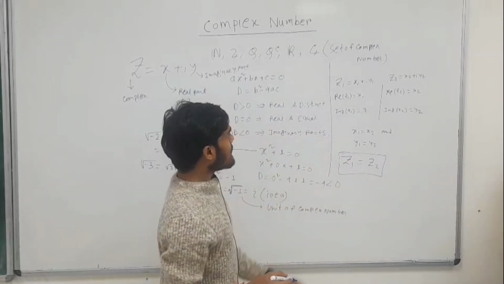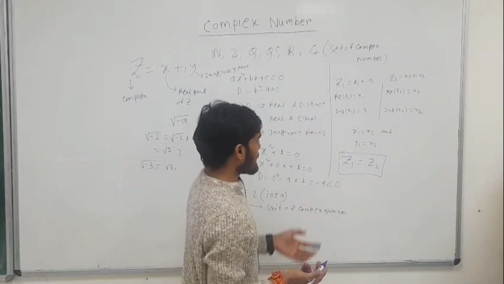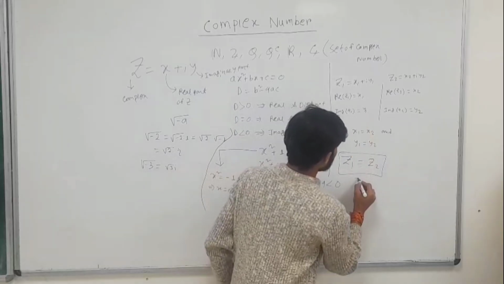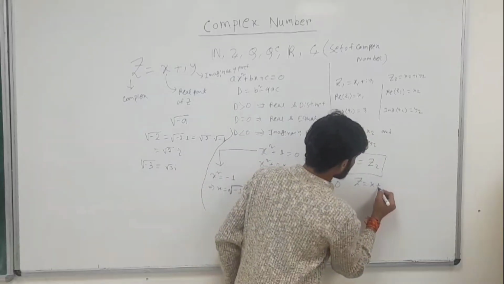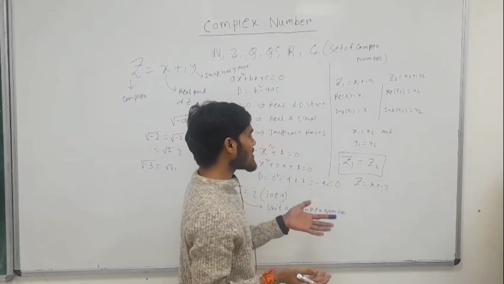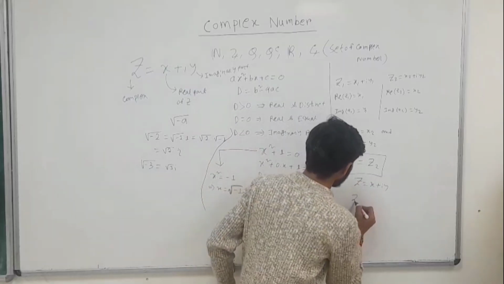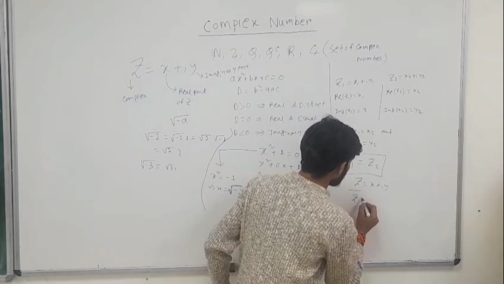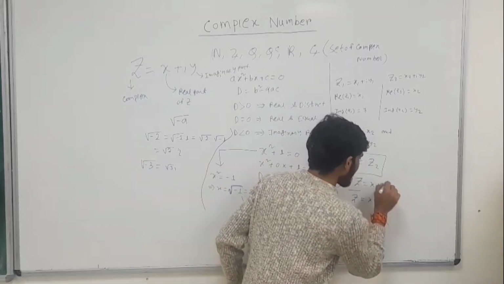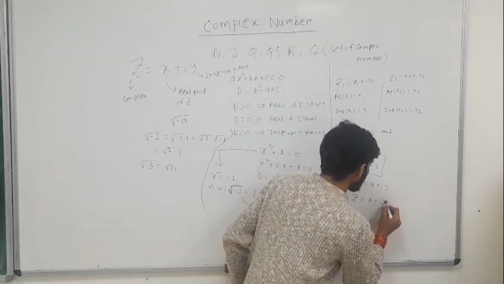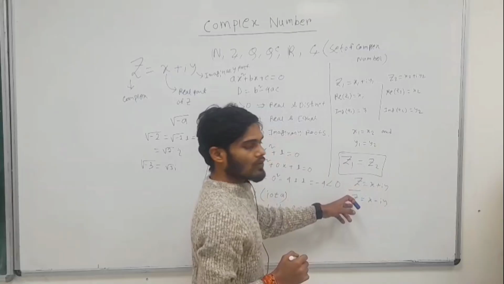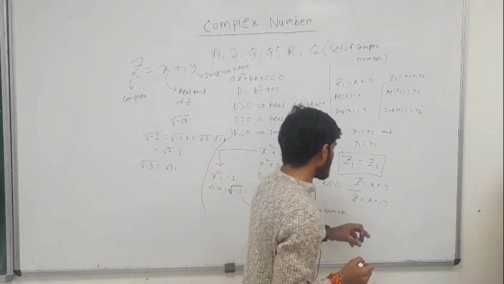Okay. Now I will see what is the conjugate of a complex number. If you have a complex number z is equal to x plus iy, then you just change the sign of the imaginary part. So what will it be? It will be z bar. And this is called the conjugate of the complex number. x minus iy, just change the sign of the imaginary part. So this is the conjugate of complex number z.